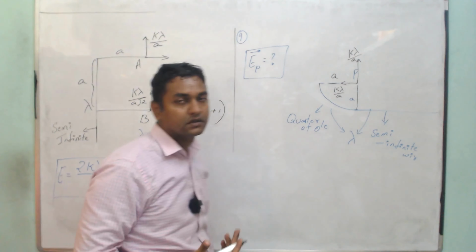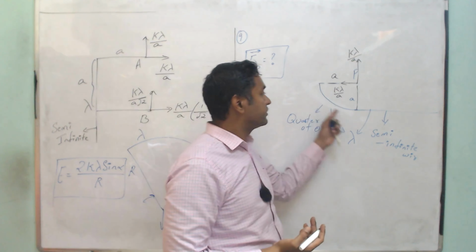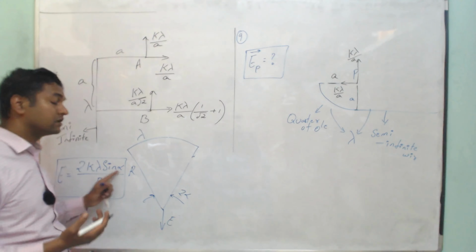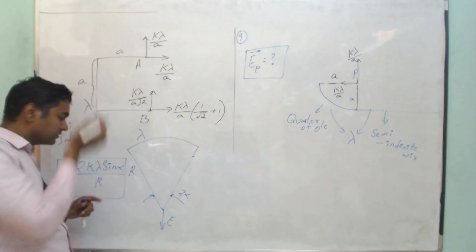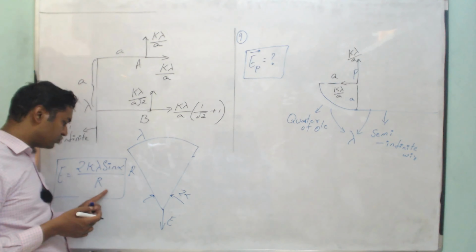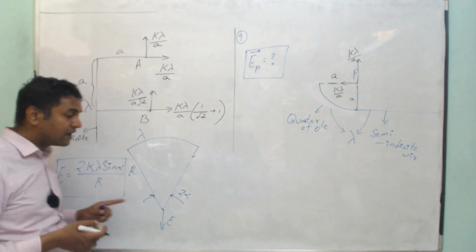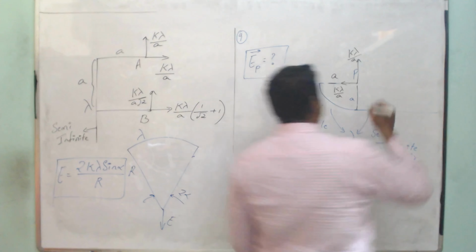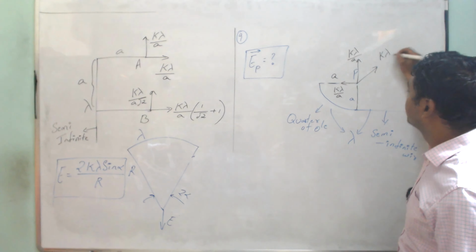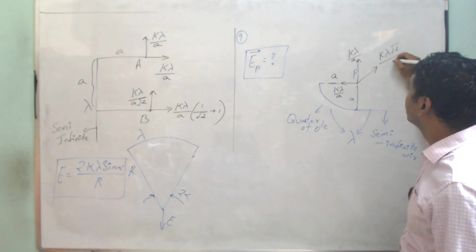Now, what is the electric field due to the quarter of a circle? Quarter of a circle means alpha is pi by 4. So sine 45 is 1 by root 2. So I will have the electric field as k lambda root 2 divided by a.